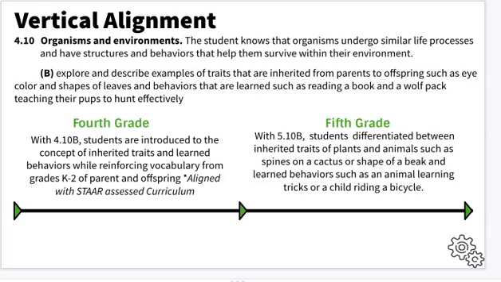4.10b is an introductory standard to our 4th graders. This does not mean that our kids have never seen this or heard this before, because we're talking about inherited traits and learned behaviors. But this is the formal academic introduction to this concept. So we are wanting our students to explore and describe. And then continuing into 5th grade, 5th graders are expected to differentiate between these two, and examples of each are provided within the standard.